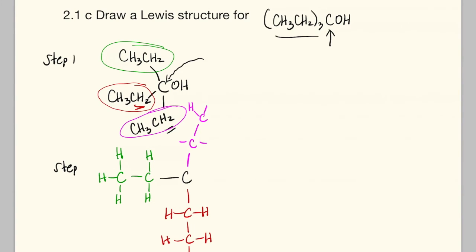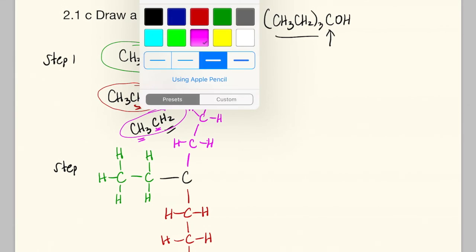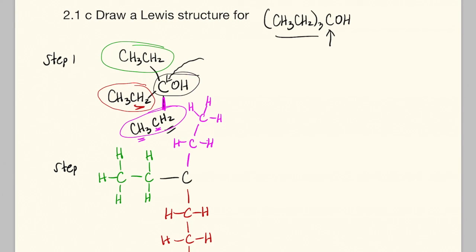So there's 3 hydrogens on the end carbon, and there's 2 hydrogens on this middle carbon, and it's bonded to the central carbon here, okay? And we'll switch to black here. Now I have just the COH. So I've got the C drawn in, and now I need the O and the H.